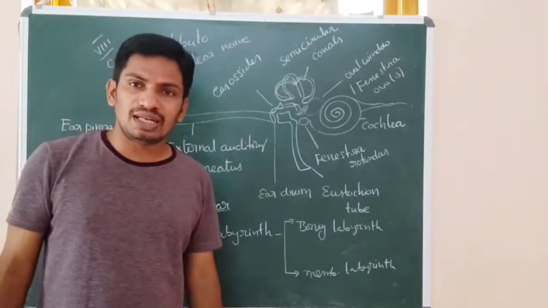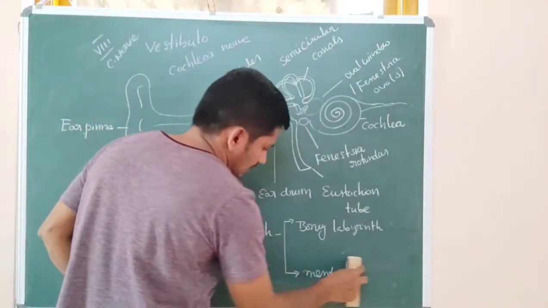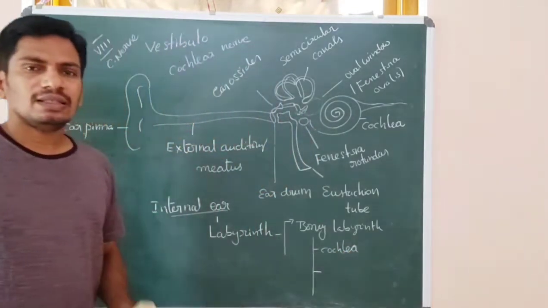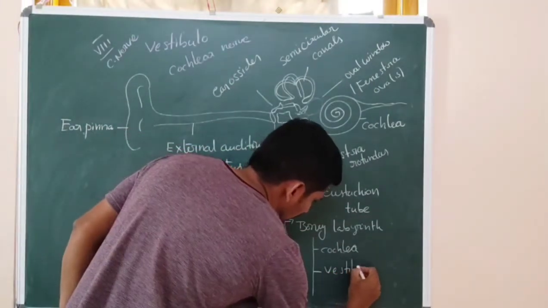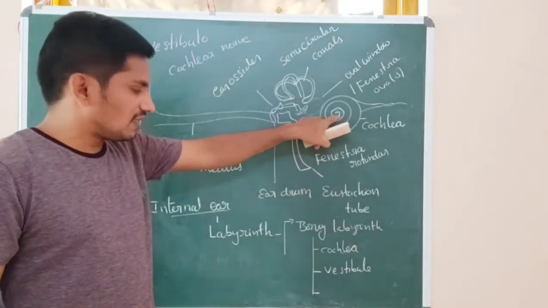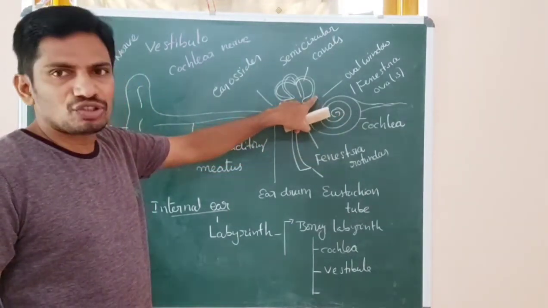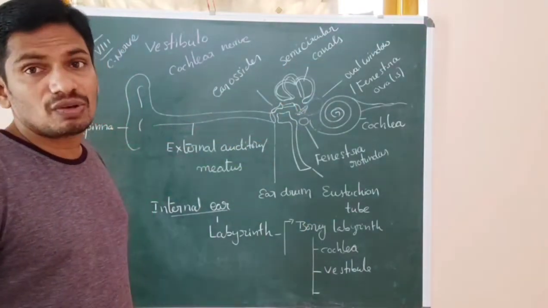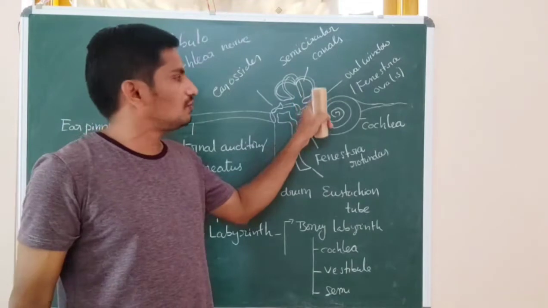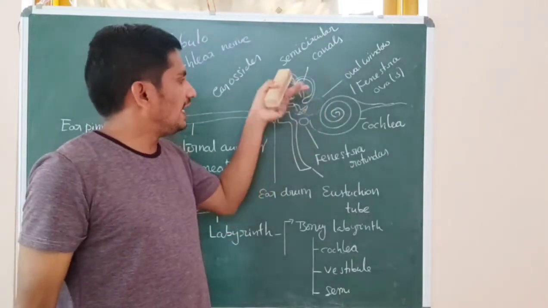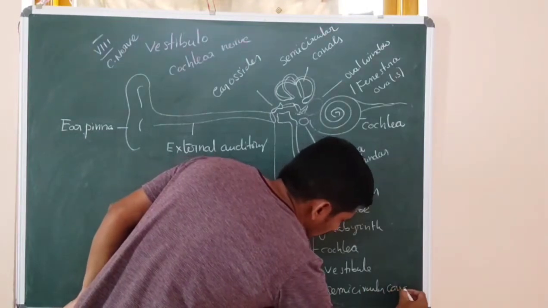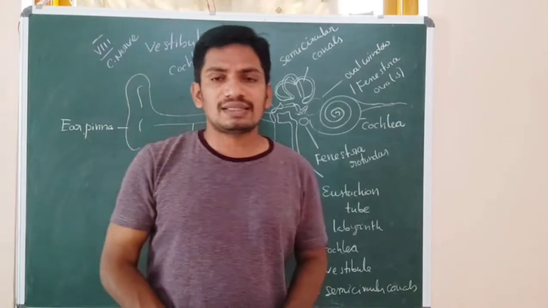Now here, the bony labyrinth consists of three parts. The first one is the cochlea, the second one is the vestibule, and the third one is the semicircular canals. Cochlea is one part of the bony labyrinth, and the vestibular apparatus and semicircular canals also come under the bony labyrinth. How many semicircular canals are there? Three: one anterior to the oval window, one posterior to the oval window, and one horizontal. We call them the semicircular canals.